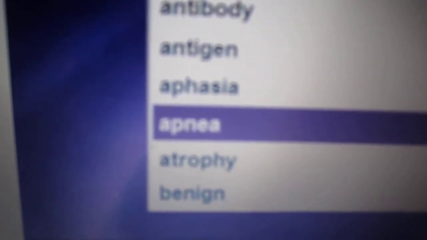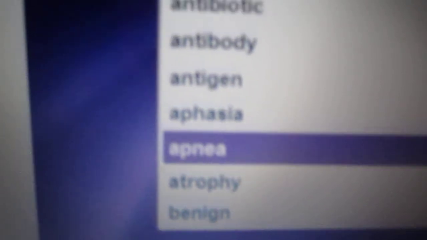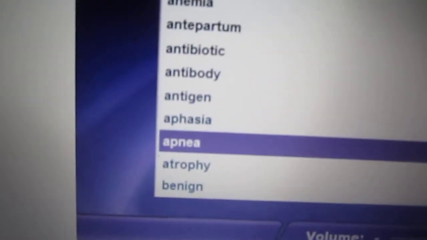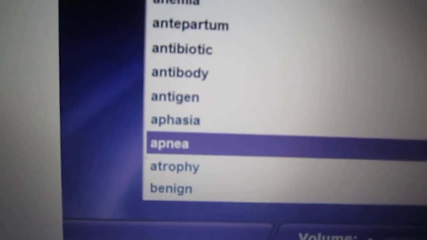Apnea. Apnea means without breathing. Patients with sleep apnea have temporary short episodes of erratic breathing.